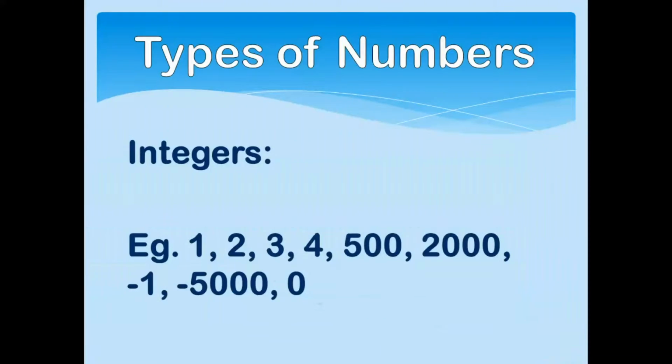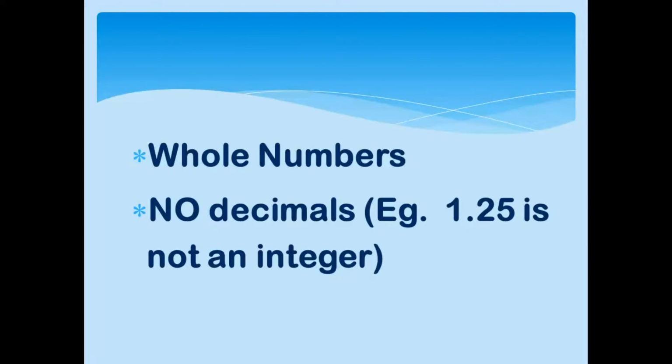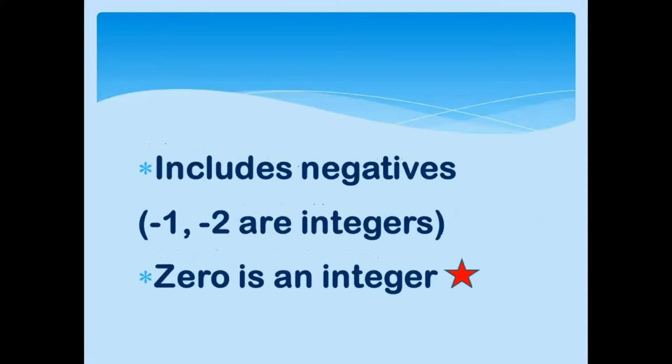We'll start learning from the ground up, first with types of numbers. The first type is the integer. Numbers like 1, 2, 3, 4, 500, 2000, -1, -5000, 0. They're all integers because they are whole numbers and they have no decimals. So if you see something like 1.2 or 2.5, you need to stop and say no, because those are not integers, because they're not whole numbers.